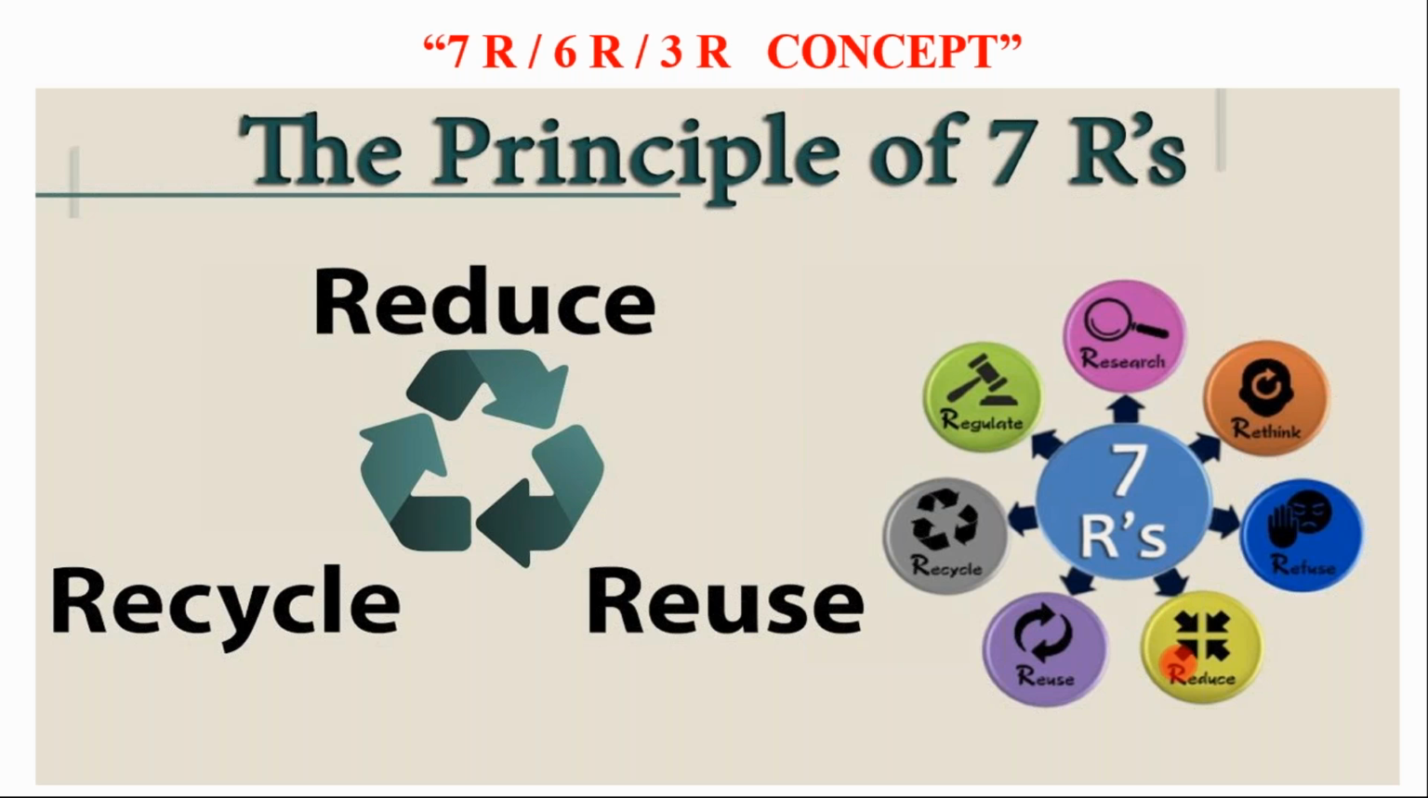Then the third R is reduce. If it is possible to reduce the generation of waste, to reduce the quantity of waste, or to reduce the severity of the hazard of that waste, then you can go for this third R principle, that is called reduce. So we have to reduce the quantity of material.